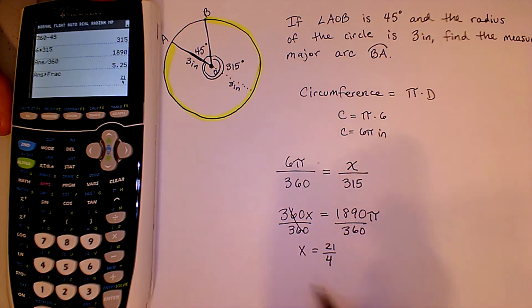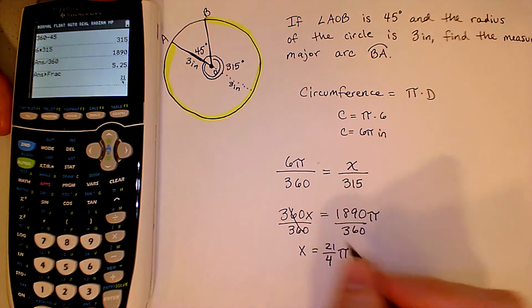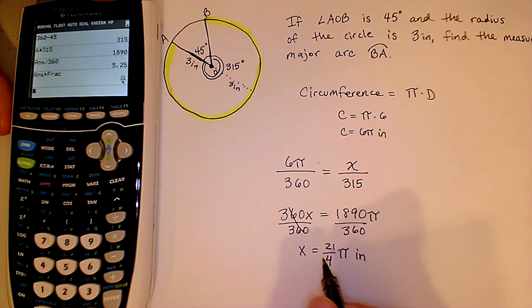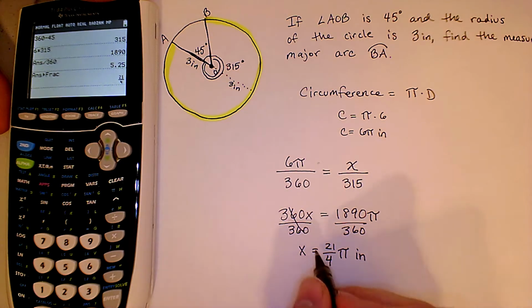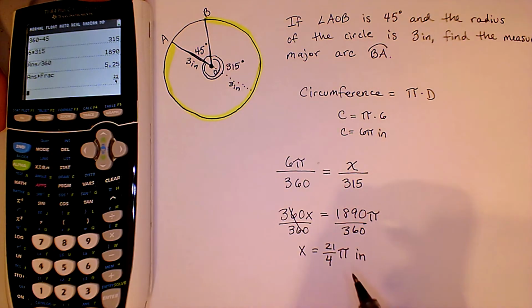I do that so that I'm not approximating my answer. This is an exact answer. It's 21/4 pi. And I'm going to put this in inches. That's the unit for this. And it's not going to be squared because we're not finding an area. And that represents the distance from B to A around the major arc of that circle.